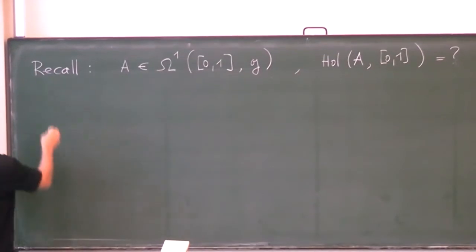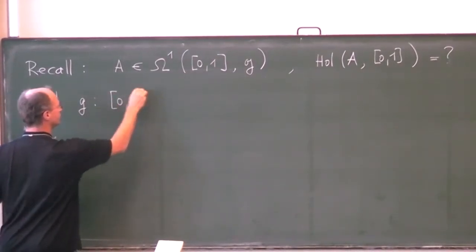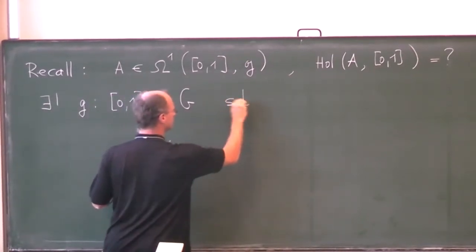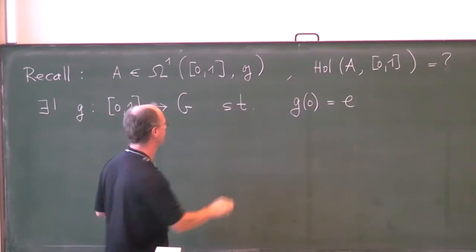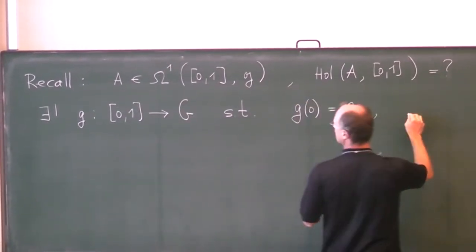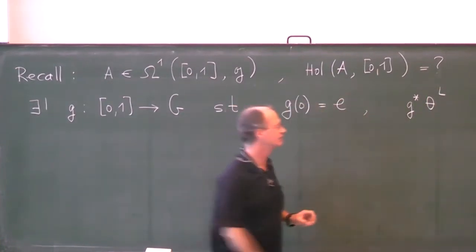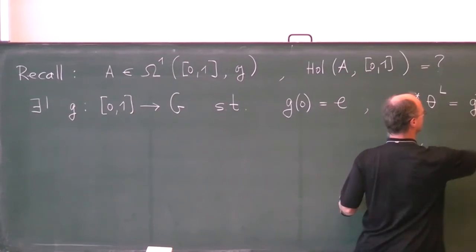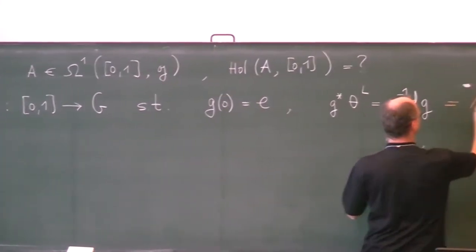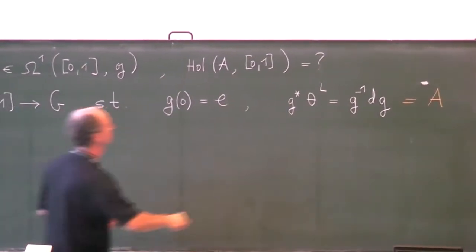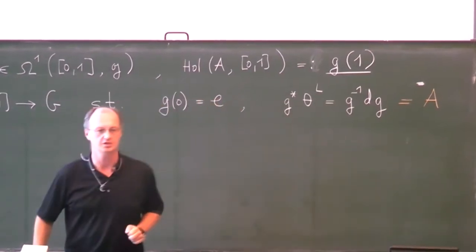And in fact the idea is as follows. There is a unique map g from this segment to the group, which solves the following problem. g of 0 is the group unit, and you can write it either this way, g star of theta left, or as we used to do it, g minus 1 dg, and this is equal to this given one form A. Then, by definition, the holonomy is g of 1.